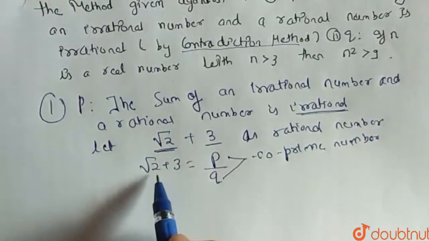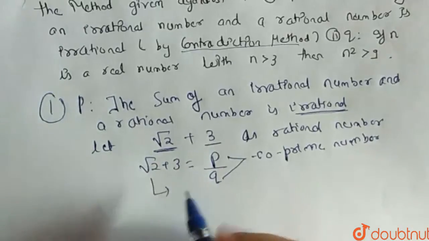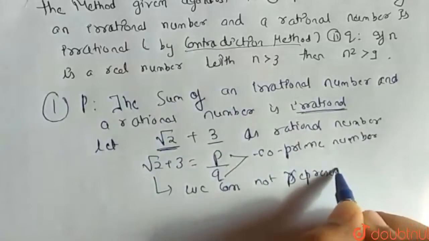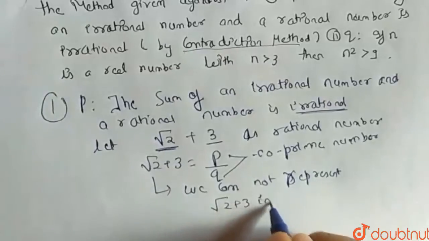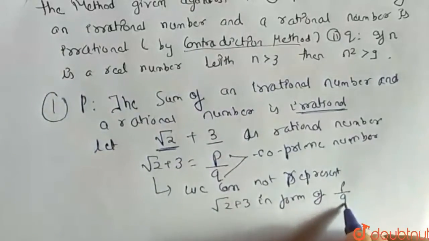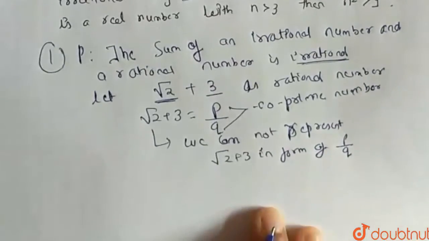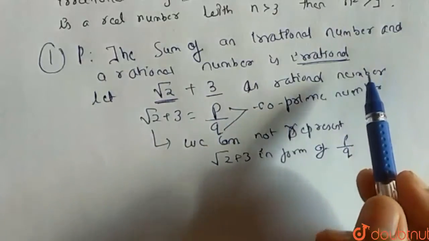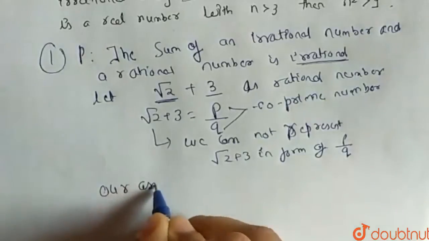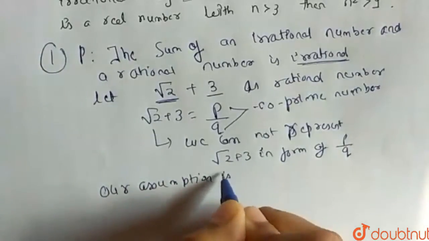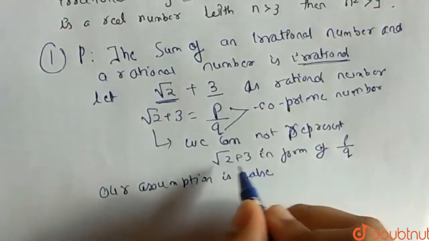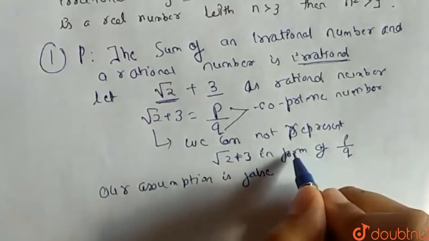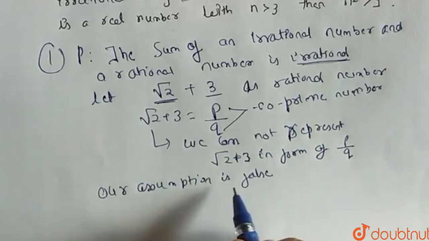As we know, we cannot represent root 2 plus 3 in the form of P upon Q. So that means here what we have learned is that root 2 plus 3 as a rational number is not true, meaning our assumption is false. You can prove why we cannot write it in this form; you have studied in class 9. So here we can write our assumption is false.